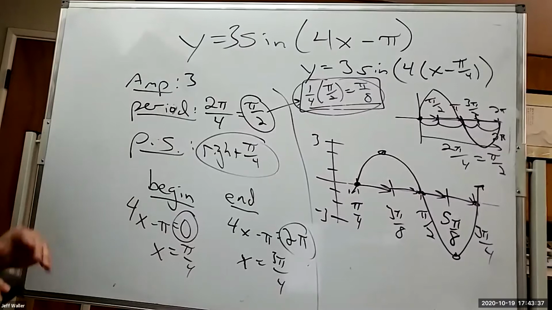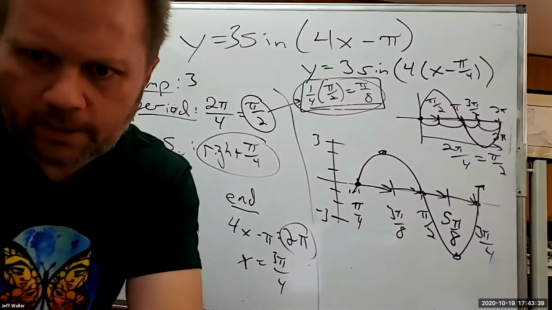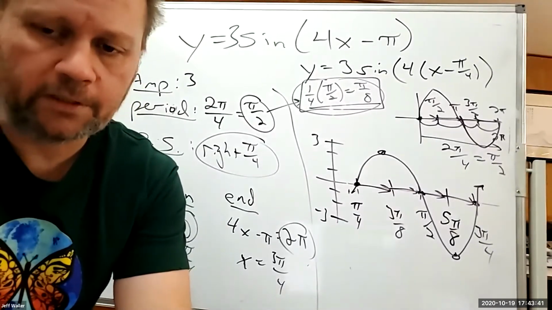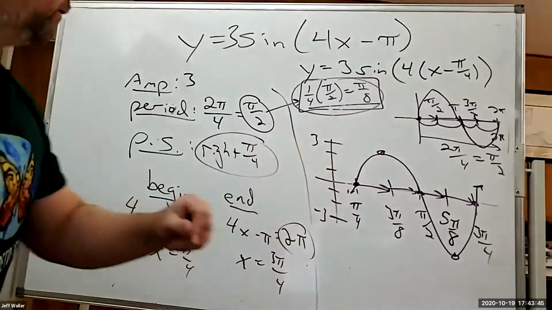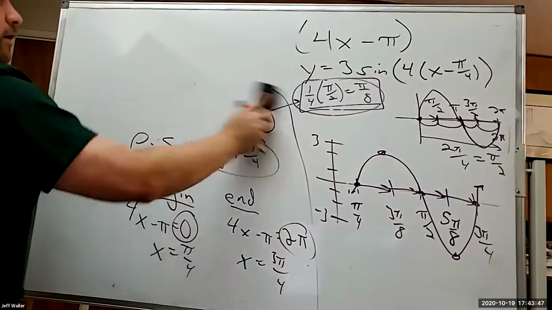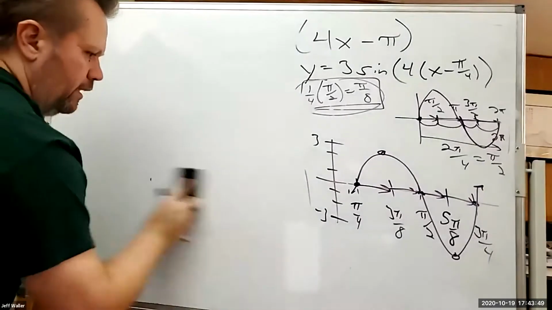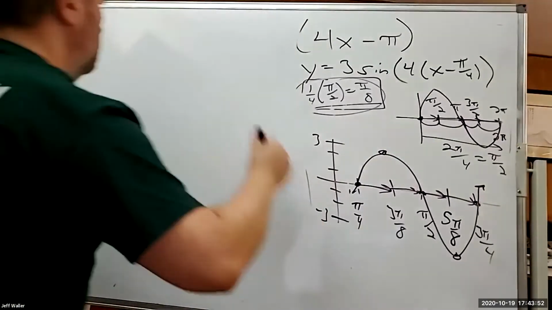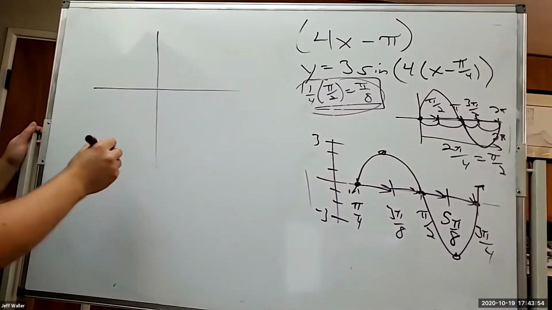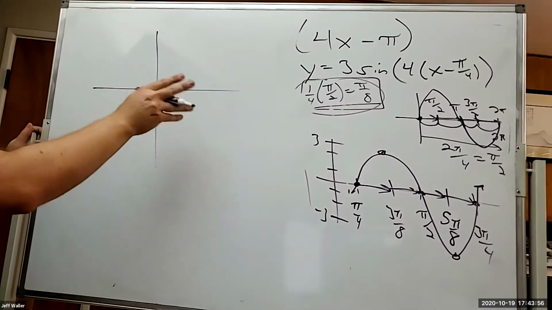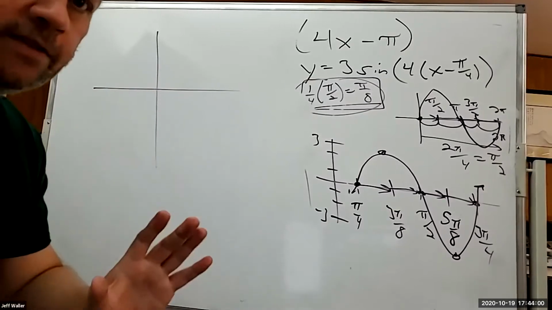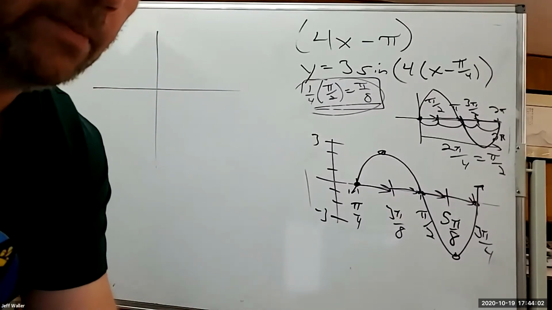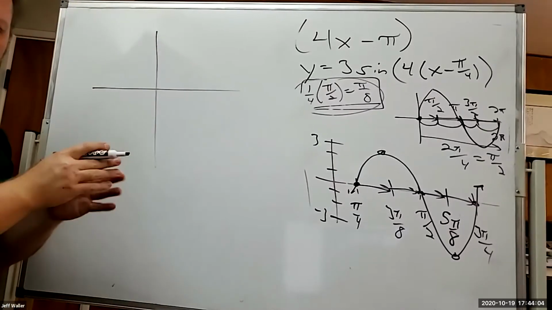Okay, anything else? Is it the same for cosine and tangent? The only difference for tangent is, where are your important points for tangent? What are the important points for the base tangent function, the base cycle? Does anyone remember? Where are my vertical asymptotes at?